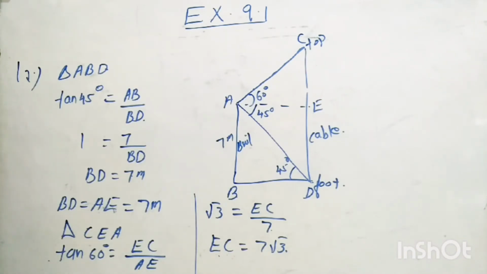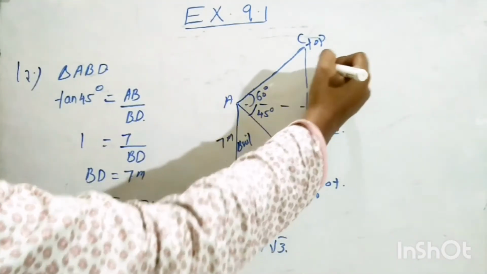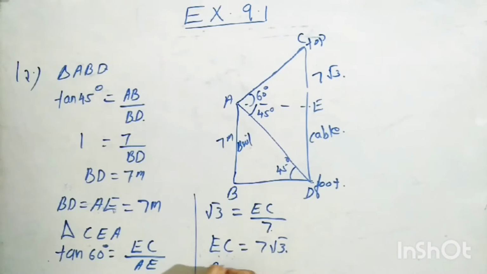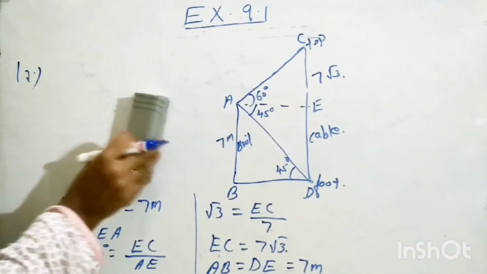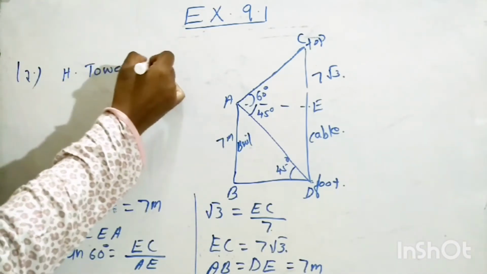But what is EC actually? We know that AB and DE are equal. Since AB is 7 meter, DE is also 7 meter. And the height of the tower we need to find. What is the height of the tower? Height of the tower is CD.